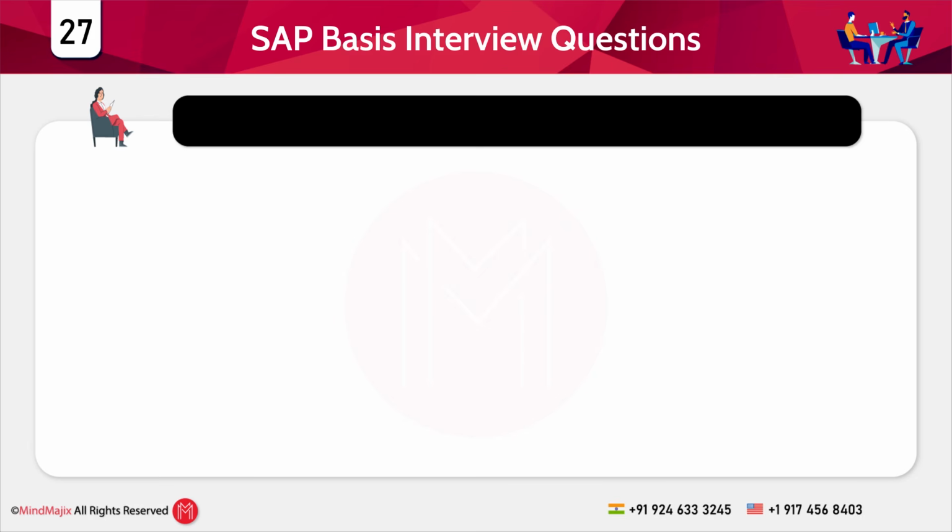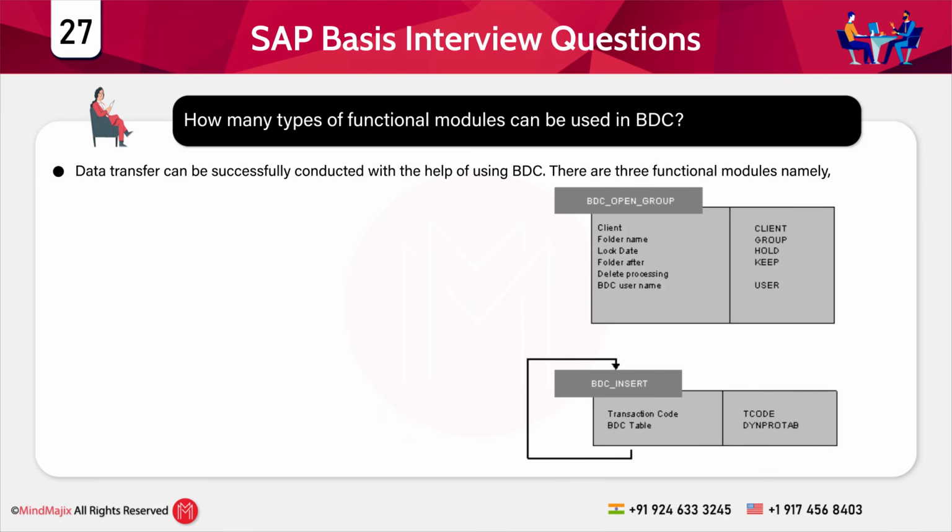The next question is, how many types of functional modules can be used in BDC? Data transfer can be successfully conducted with the help of BDC. And now there are three functional modules which are present here. As you can see on the screen, BDC_OPEN_GROUP, BDC_INSERT, and BDC_CLOSE_GROUP.